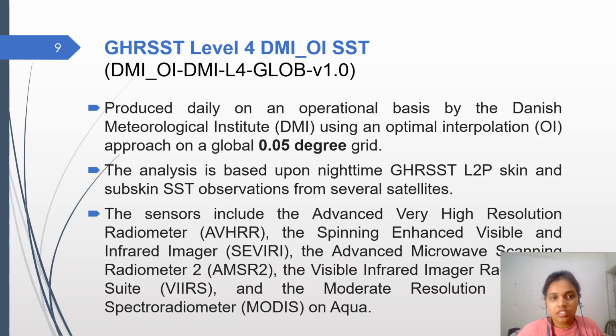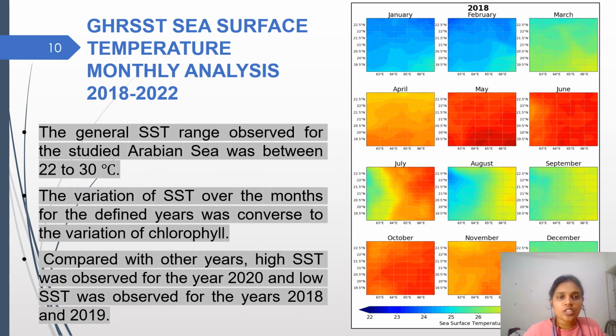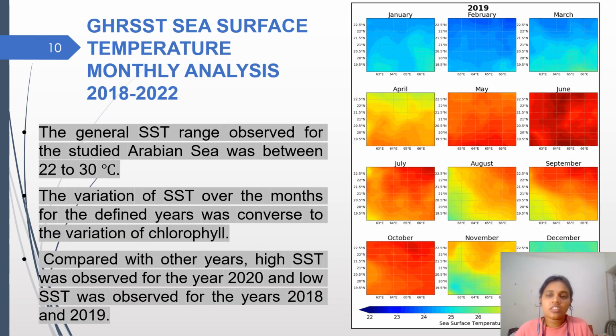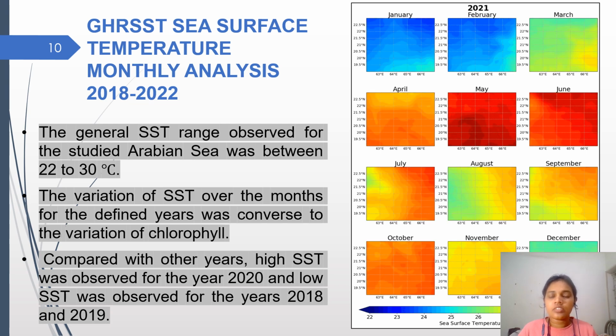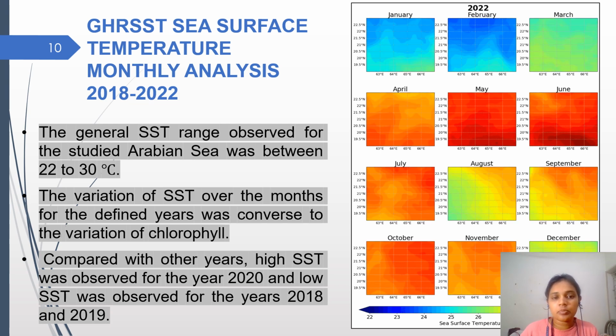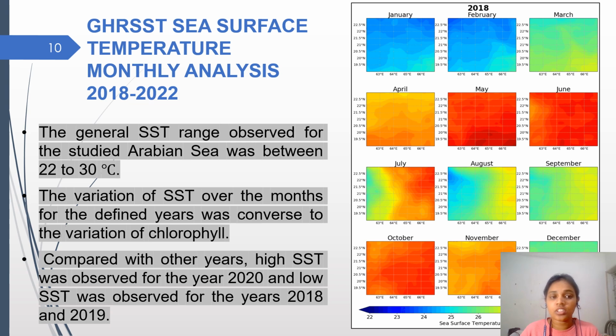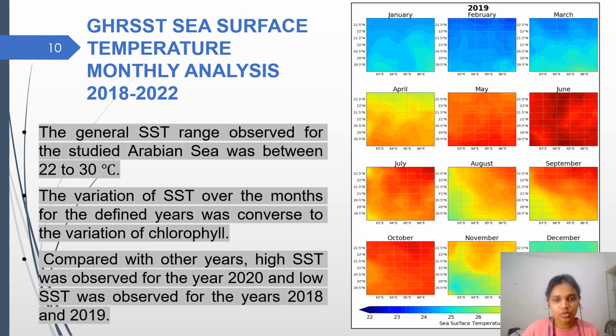Moving to the next parameter, SST, we use the GHRSST Level 4 DMI, that is Danish Meteorological Institute, dataset, which has a 0.05 degree grid. These are GHRSST monthly analysis plots for 5 years, and SST was well depicted over the range of 22 to 30° for the study area we have chosen.